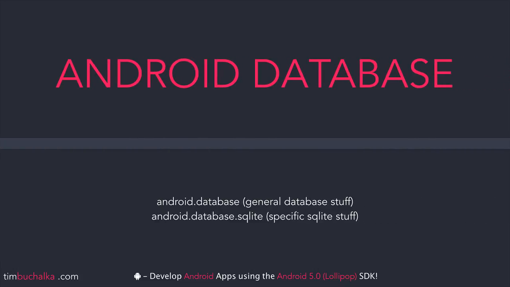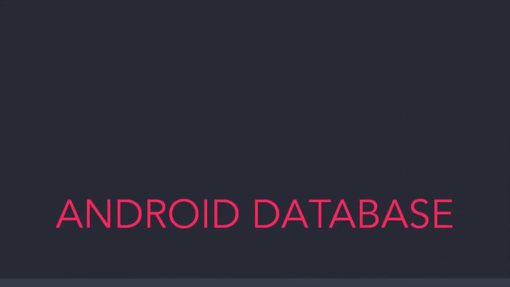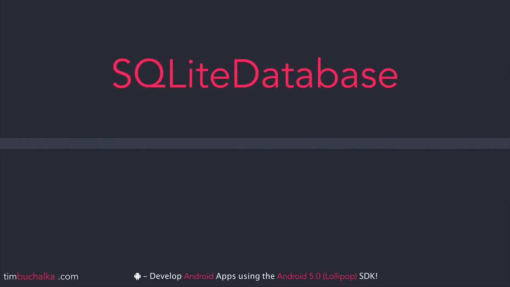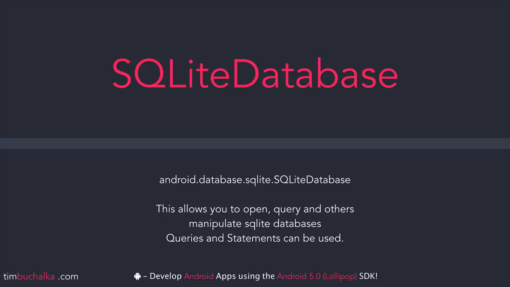So for Android database there are two main libraries: android.database, which is very general database stuff, and android.database.sqlite, which is functionality that is specific to SQLite itself. We've got SQLiteDatabase, that's android.database.sqlite.SQLiteDatabase. This allows you to open, query, and otherwise manipulate SQLite databases and their data. So queries and statements can be used here.